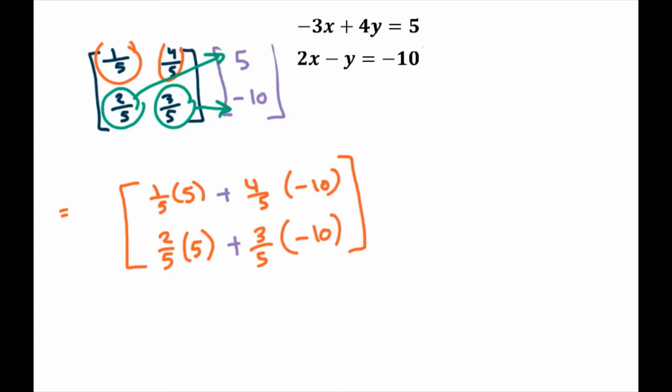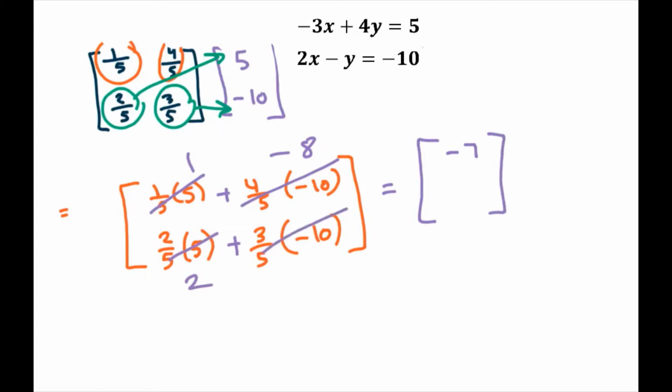And that's going to be equal to, this is 1, and this is going to be -8. That's going to be -7. And here will be 2, and that's going to be -6. That's going to be -4.